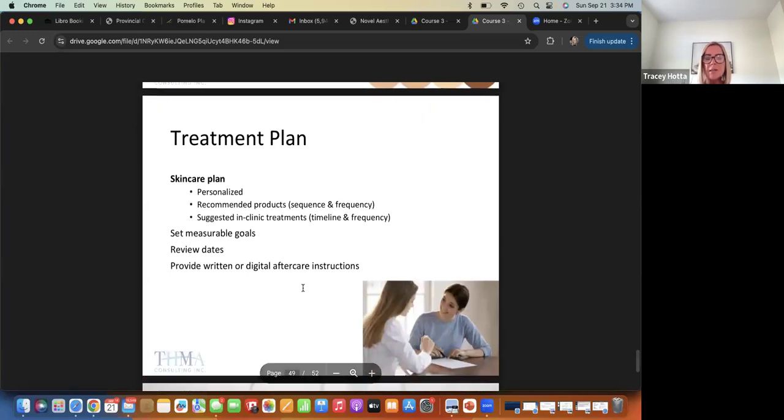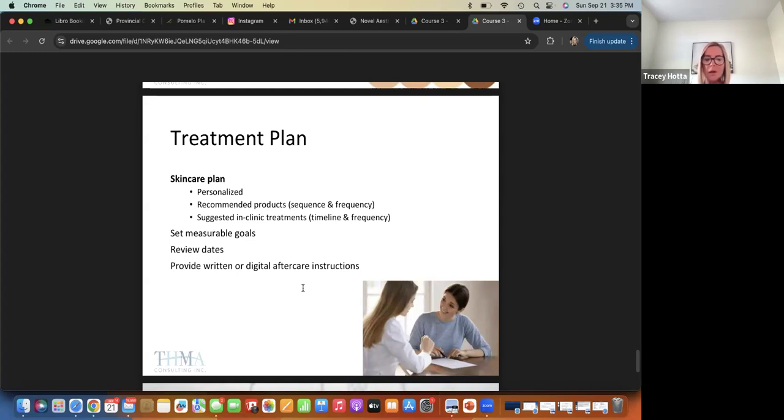And then treatment plan, skincare plan, personalize it to your patient, recommend product sequence and frequency. I also educate them on why I'm recommending certain products to them and why they need to be used in a certain time frame and how much of it they need to use. And then suggested in-clinic treatments, timeline, frequency, and if they are using any active ingredients like retinol, sometimes it's recommended to stop that retinol before you do a certain procedure. So in the skincare plan, make sure you discuss all of those things.